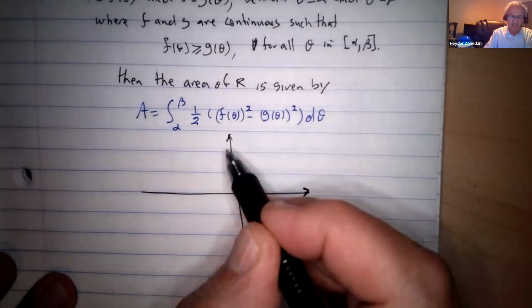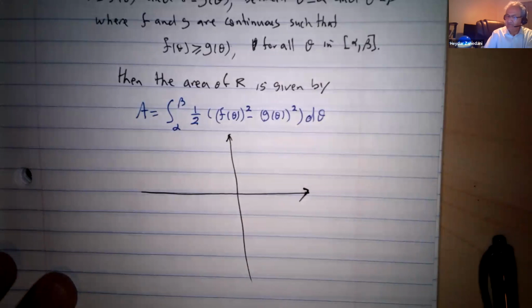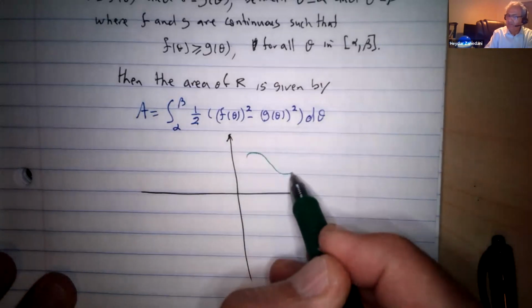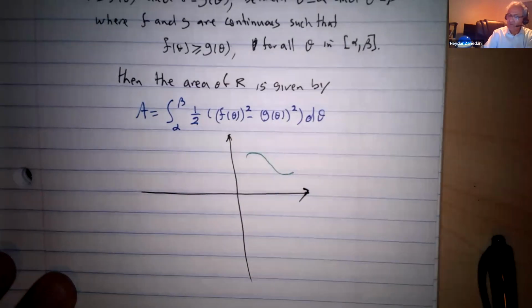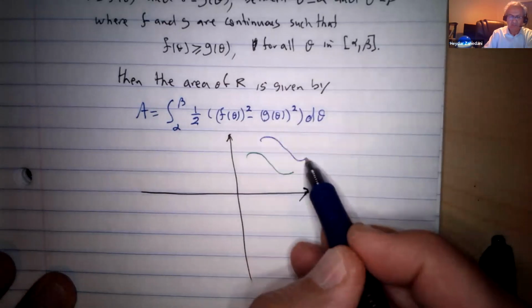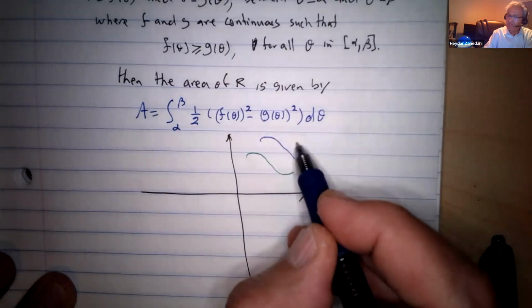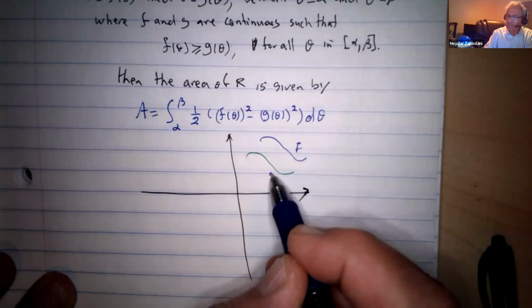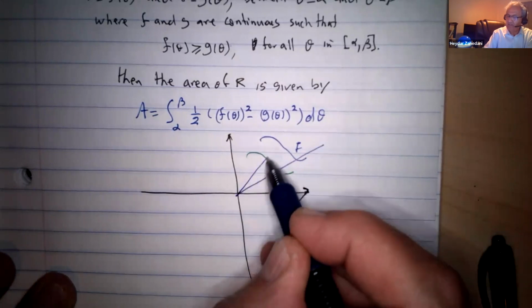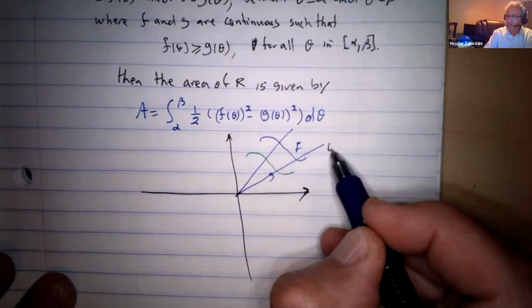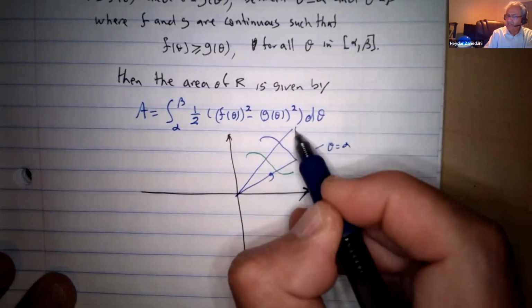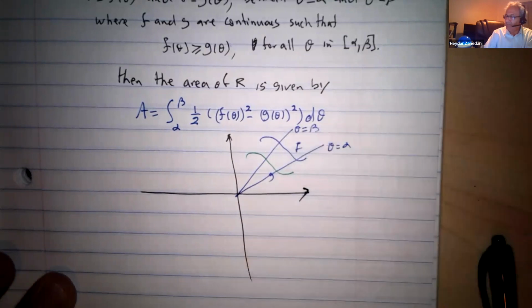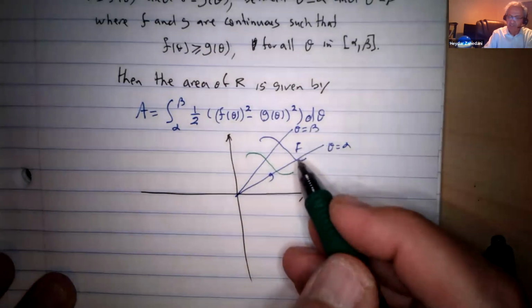If you like, you see we have two curves. This is one of them and this is the other one. The top one is f, the bottom one is g, and we get two rays. This is theta equal to alpha, and this is theta equal to beta. And the area in between is this one, you see.